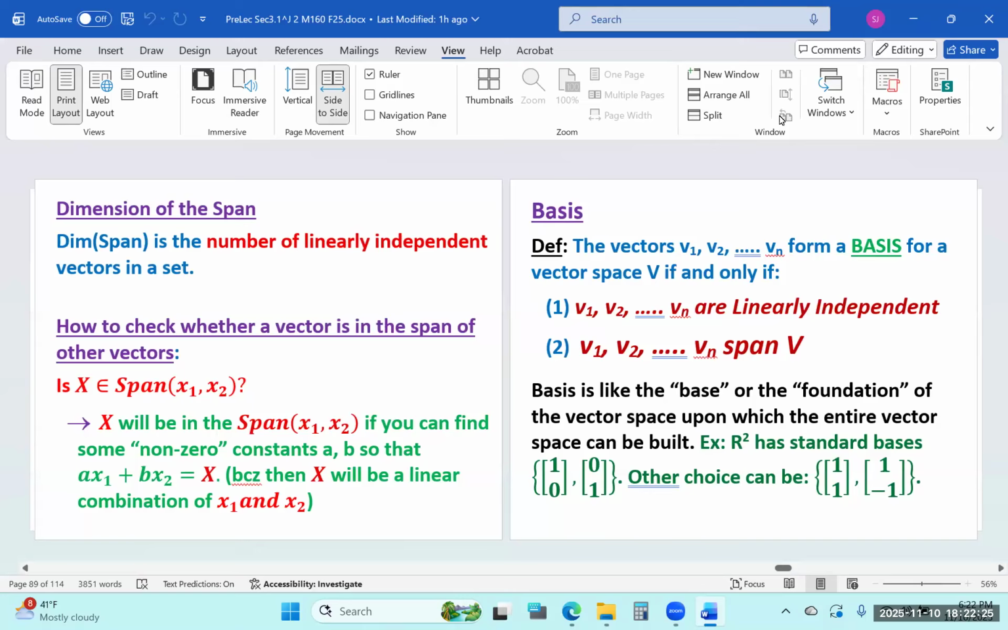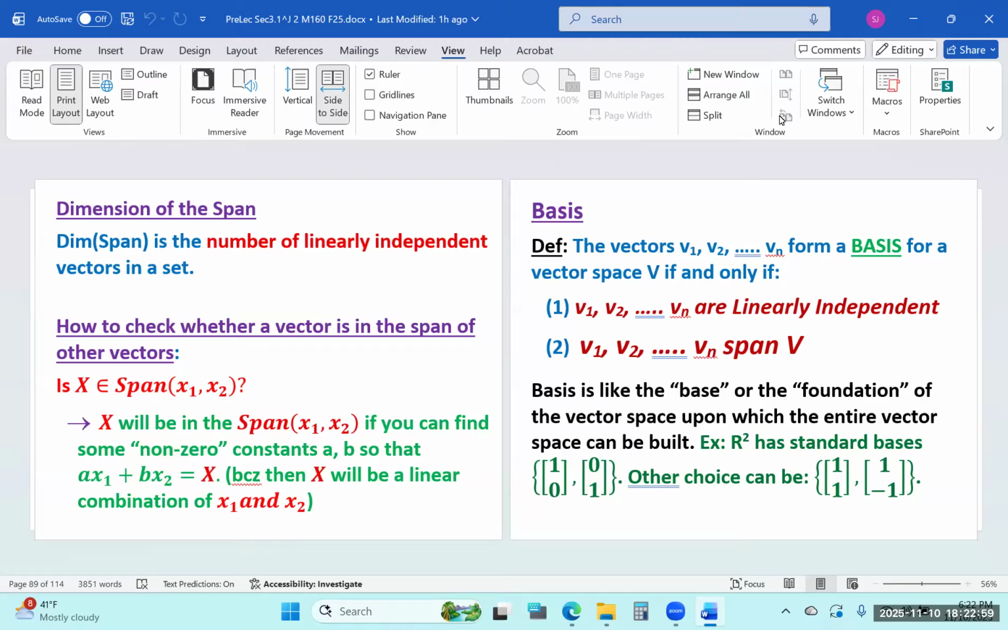The last thing is basis. The formal definition is that a set of vectors forms a basis for your vector space if and only if all those vectors are linearly independent and they span the entire vector space. Okay, span V means the entire vector space. It cannot cover only half or only a small amount. It has to cover the entire space.